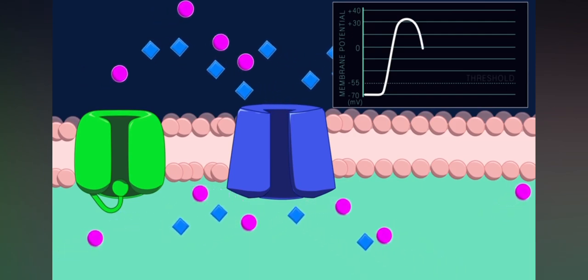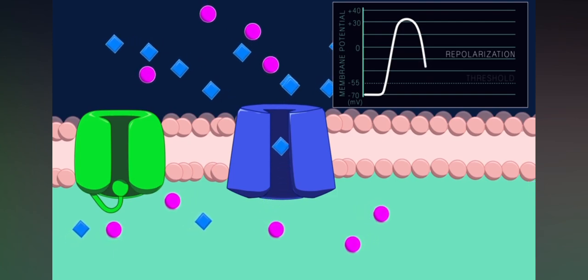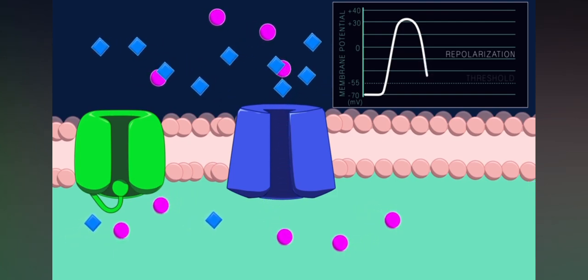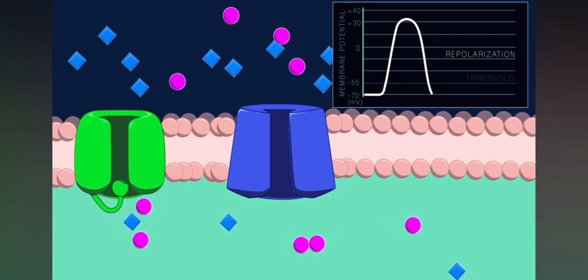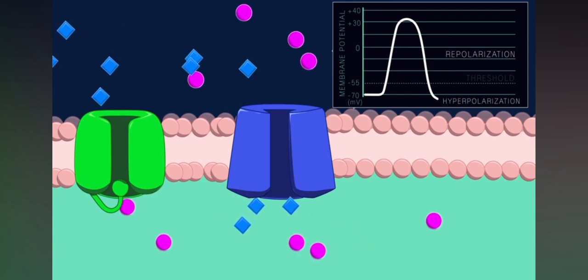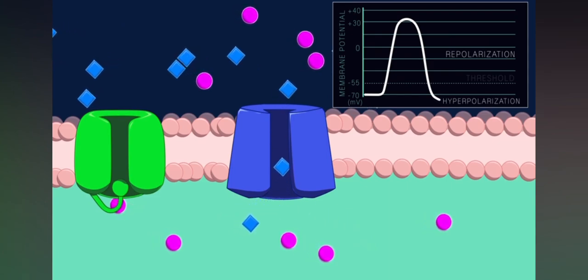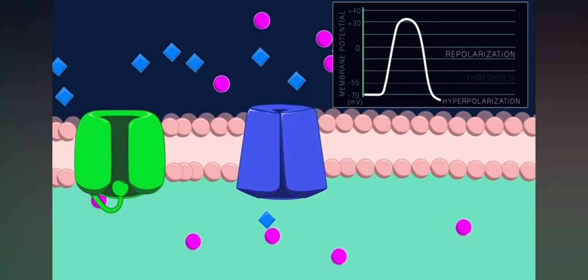This process is called repolarization. Because the potassium channels are a little slow to close, for a brief period the membrane potential is hyperpolarized. It's more negative than the resting potential. During hyperpolarization, the potassium channels close.